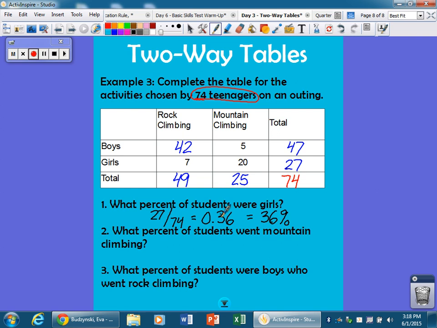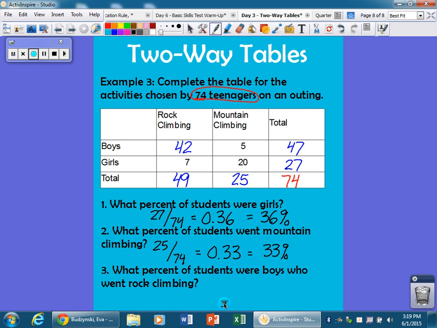Next one. What percent of students went mountain climbing? So it doesn't say what percent of girls, what percent of boys. It says what percent of students, meaning our total. So our total number of students is 74. How many people went mountain climbing? 25. 25 for our mountain climbing total, 74 for our grand total of people who went on this trip. So 25 over 74. Divide that in your calculator, you get about 0.33, which is 33%.